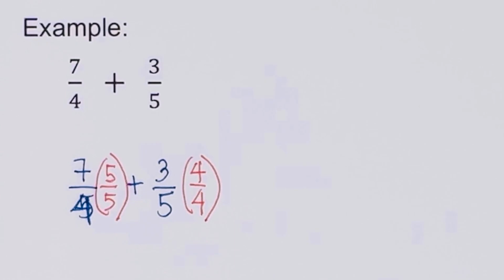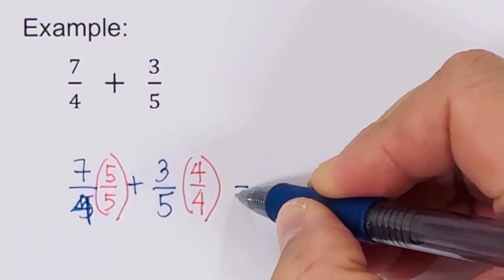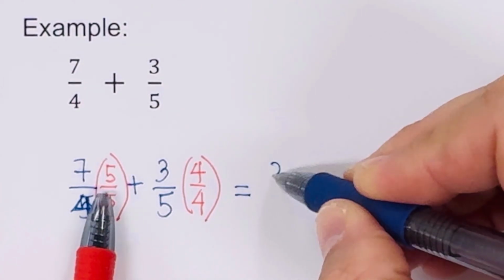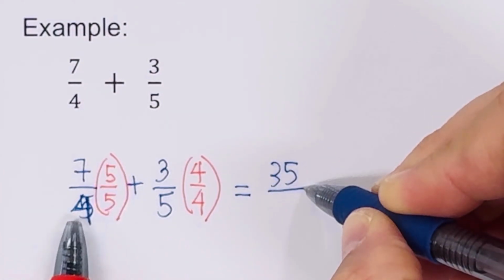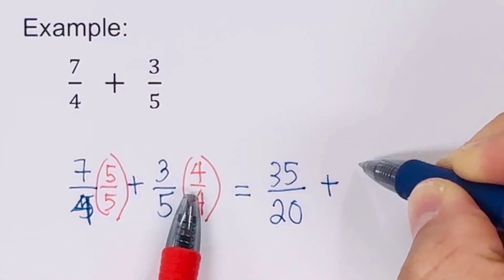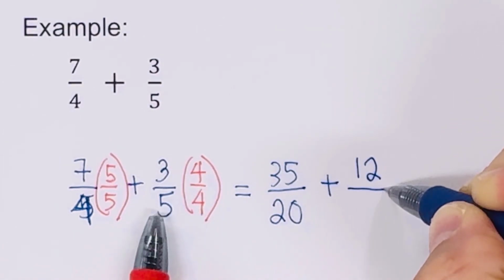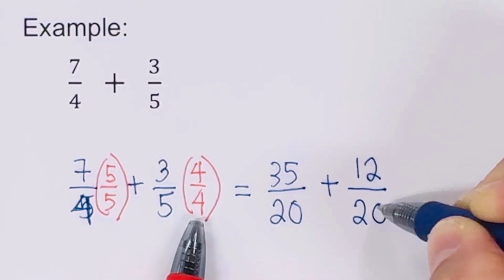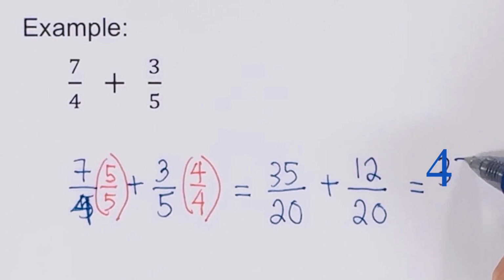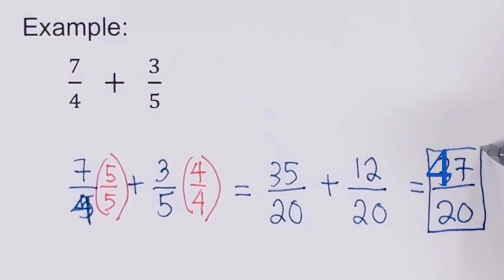So then we can go ahead and simplify this further. We have 7 times 5 is 35 over 4 times 5 is 20, plus 3 times 4 is 12 over 5 times 4 is 20. So we now have the same denominator. So this is 47 over 20. This is the sum of these two fractions when added together.